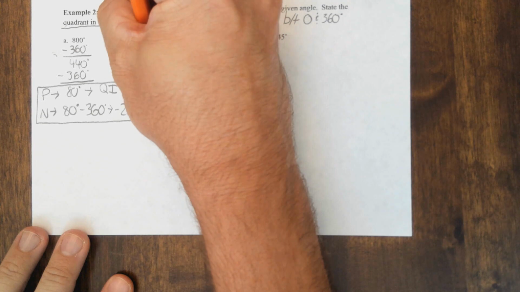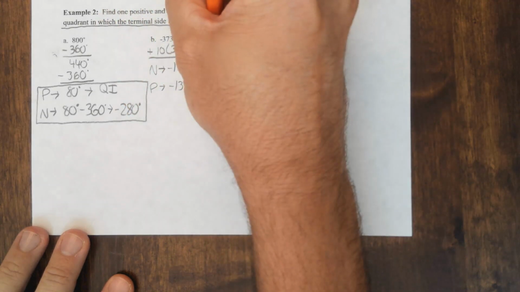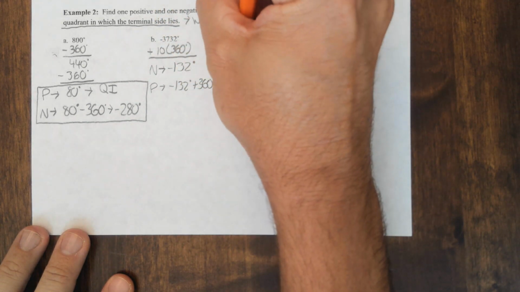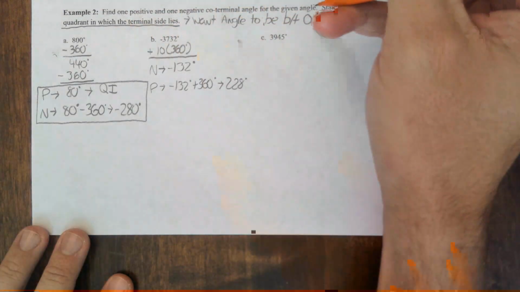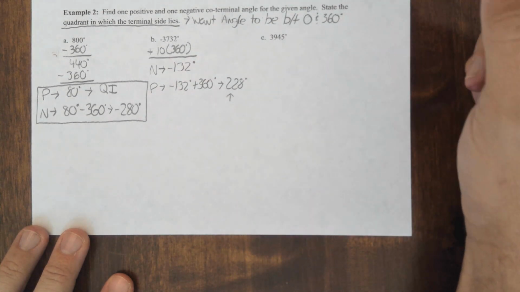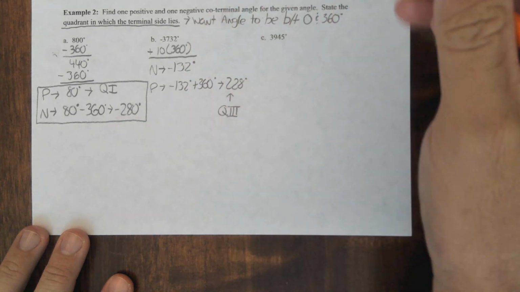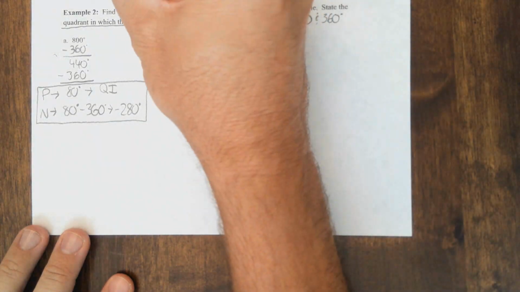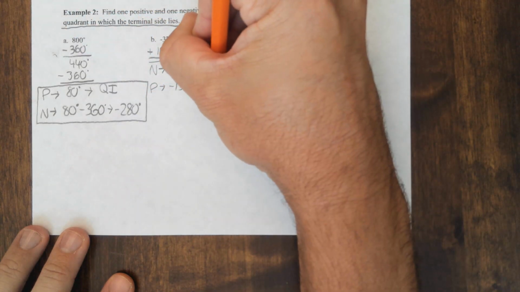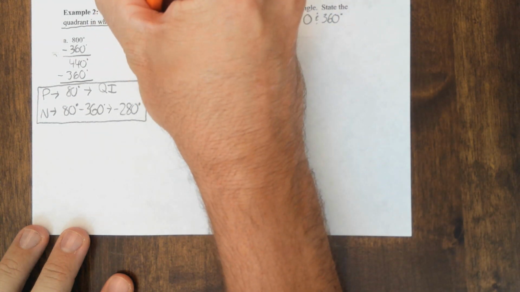Now for my positive, I'm going to take that negative 132 and add 360 to it. That gives me a positive 228 degrees, so there's my positive angle. And what quadrant is that in? Because it's now between 0 and 360, it's going to be quadrant 3, because that angle is between 180 and 270. So we got our negative angle, our positive angle, and what quadrant it's in.